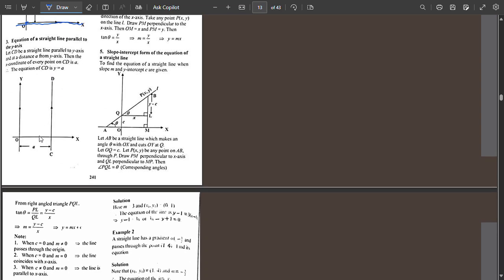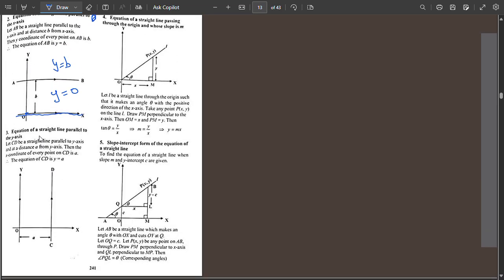Now let's see if the line is parallel to the y-axis. If a line is parallel to the y-axis like this, where the equation of the y-axis is x equal to 0, then the equation of this line would be x equal to e, because the distance from here to here is e. It intercepts the x-axis at e.